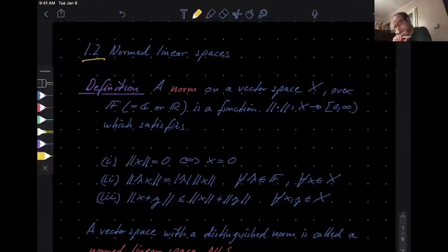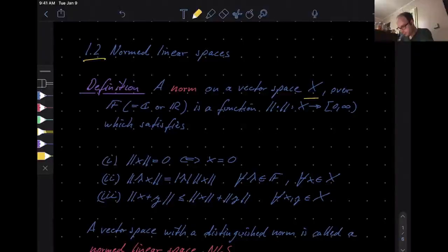Now, normed linear spaces. So this is the first important type of vector spaces that we will be operating with in our module. So what is a norm? A norm on a given vector space X. Here we will only be interested in vector spaces over either the real or complex number field. In general, it does not matter whether you work over R or C. If it does, then I will explicitly write this in the results that we're going to discuss.